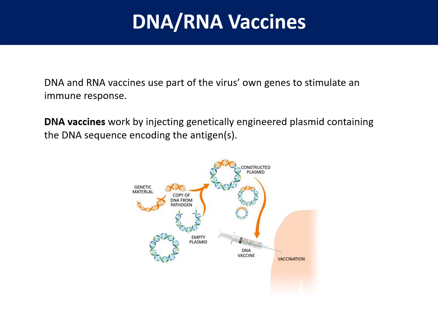Okay, next is on DNA or RNA vaccines. Basically, these DNA and RNA vaccines use part of the virus' own genes to stimulate an immune response. The principle behind the DNA vaccine is injection of a plasmid that contains the DNA that encodes the protein antigen of the pathogen.